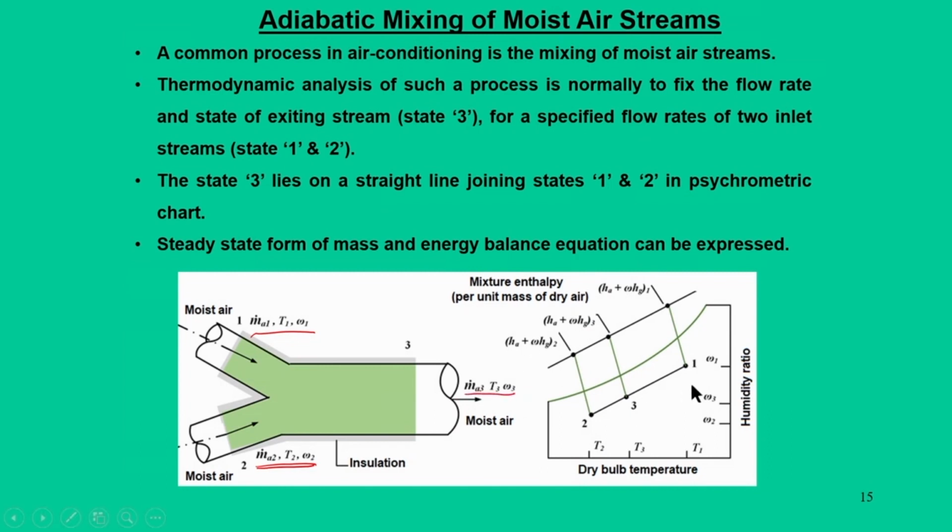Such systems have to be located in psychrometric charts. To do that, what do we have to find out? Mainly we have to find out the enthalpies which the moist air is carrying. So, enthalpy is the very vital factor. State point 1 can be located based on the data T1 omega 1, and state 2 can be located based on the data T2 omega 2.